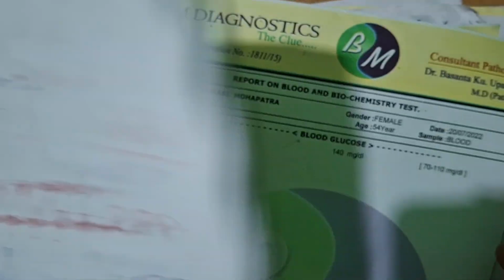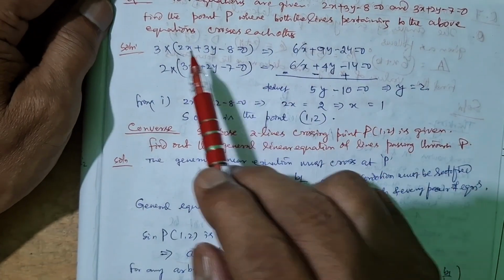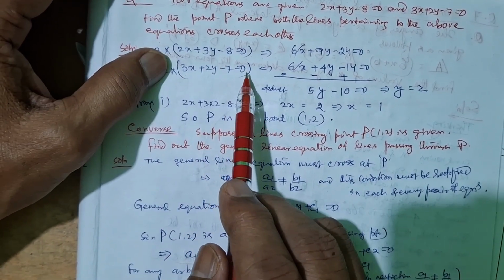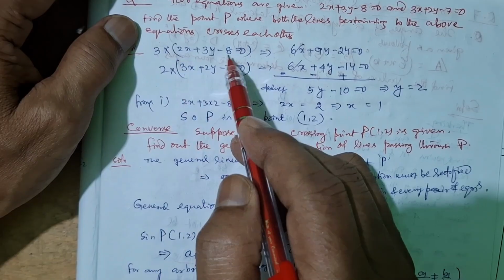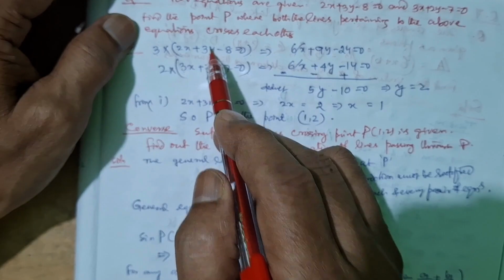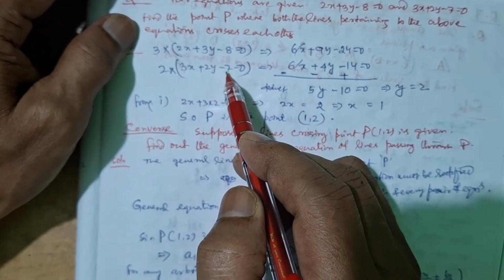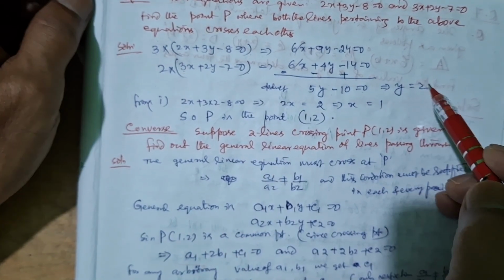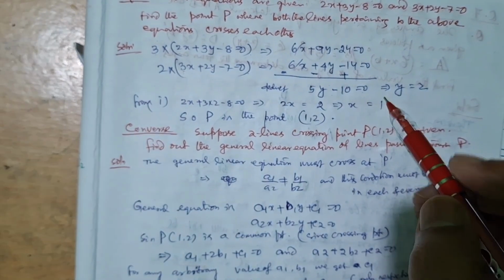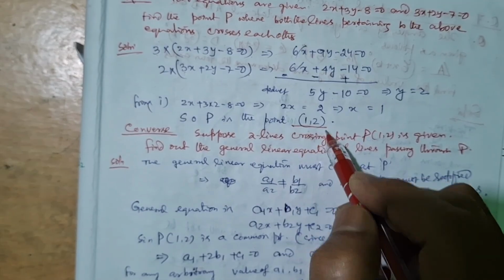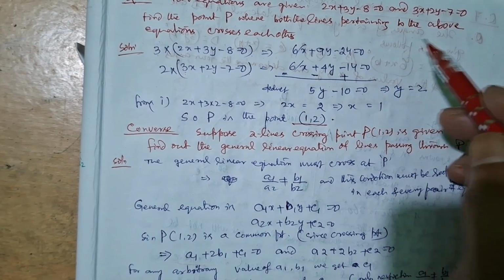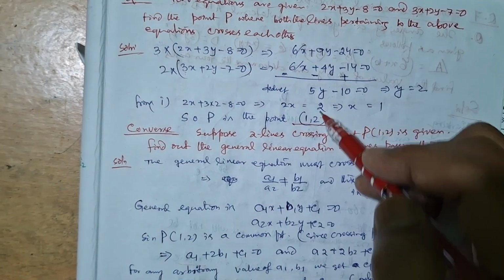Okay. Now come to this. 2x plus 3y minus 8 is equal to 0. 3x plus 2y minus 7 is equal to 0. Automatically it is consistent because 2 by 3 is not equal to 3 by 2. So it has a valid solution. That is only one solution, and after solving the equations, we get the point P is 1, 2. Okay, P is 1, 2. At that point they cross each other, and that point is also the solution of the equations.